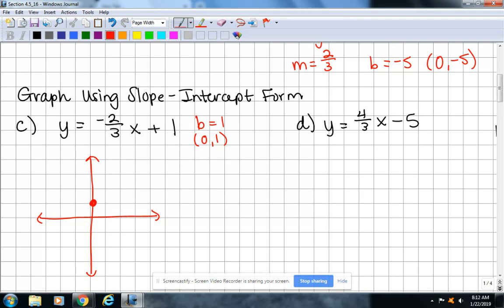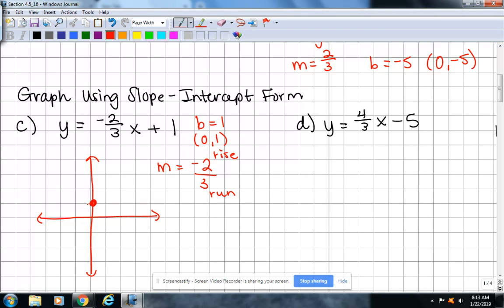Then your slope tells you where to go from there. Your B is your starting point. Your slope is your directions. Okay? So, what is our slope? Negative 2/3. Now, when I have a negative slope, I like to put the negative with the top number. And remember, it's rise over run. So you're going to start at that 1. That's your starting place, your y-intercept.